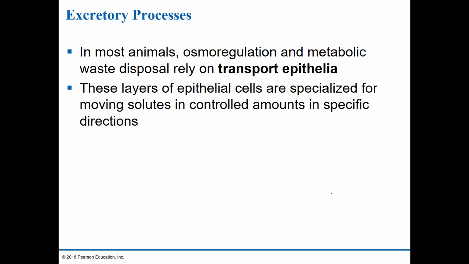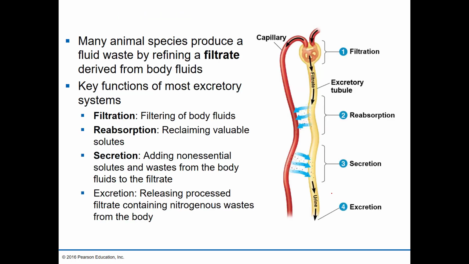In most animals, osmoregulation and metabolic waste disposal rely on transport epithelia. These are epithelial cells specialized for moving solutes in concentrated amounts in specific directions. And so in humans and a lot of other mammals and other animals, this would be our kidneys. So I would get a good general idea of our kidney and the parts of the kidney.